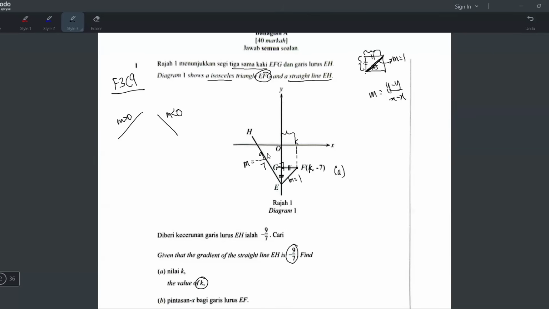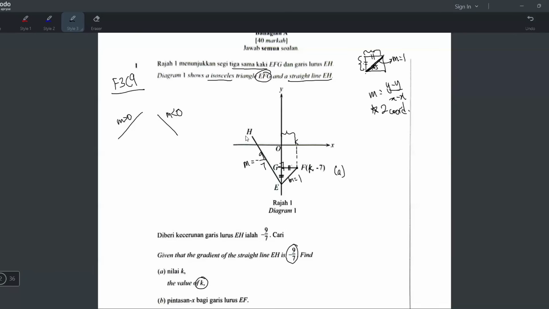Sebab apa tahu? Sebab dia ada bagi gradient EH negative 9/7. But if I want to find point E, I need another point that is complete on this line. Because when you're finding gradient, you always need two coordinates. So if I'm trying to find one of the coordinates, I need to make sure the other coordinate is full and complete. Tapi dia tak bagi kan? So I think there's an issue with this question.